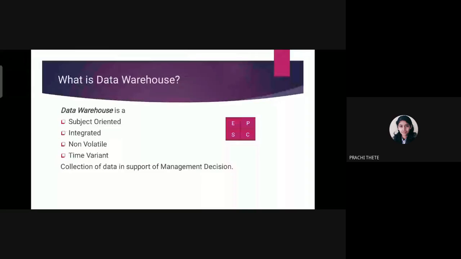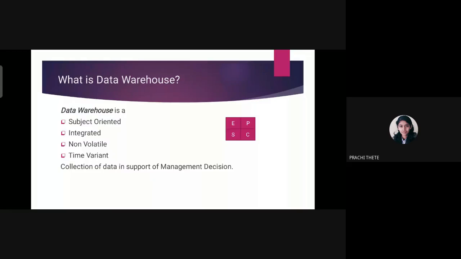Integrated means the data is integrated together. Data is from different forms, so it will be integrated into the same, standard form. Then non-volatile: once the data is stored in the data warehouse, it cannot be updated or changed. Time-variant means it will store data from many years, meaning we can find back 5 to 10 years of details in the data warehouse.